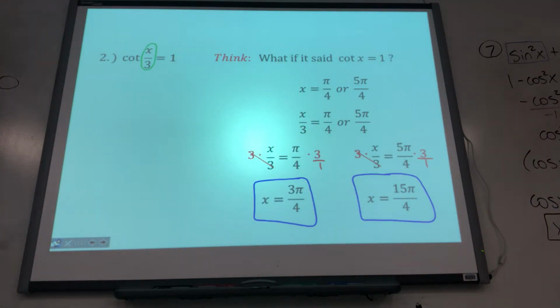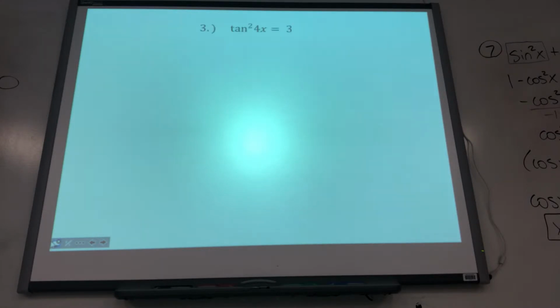Okie doke. Multiple angle. When what you have is not just x, it's something multiplied by x. Technically, that's a 1/3. All right, any questions so far? I think I've just got a couple more.